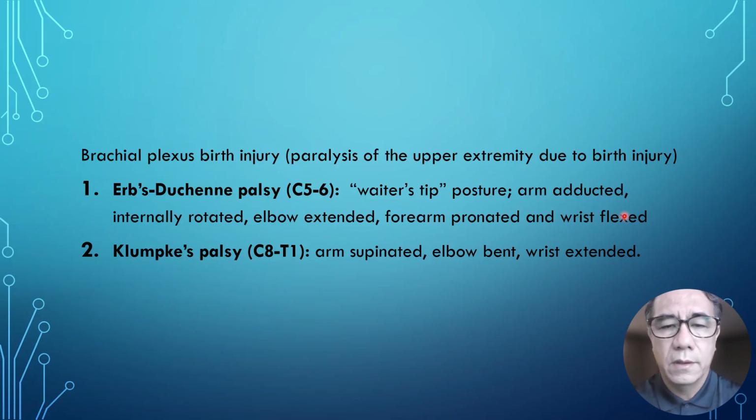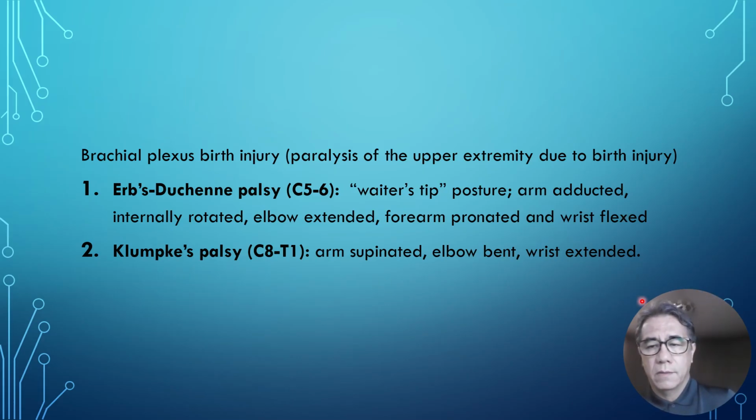Whereas if the arm is supinated, elbow bent, but the wrist is extended, that's a C8-T1 or Klumpke's palsy, which is the more serious type of brachial plexus birth injury.